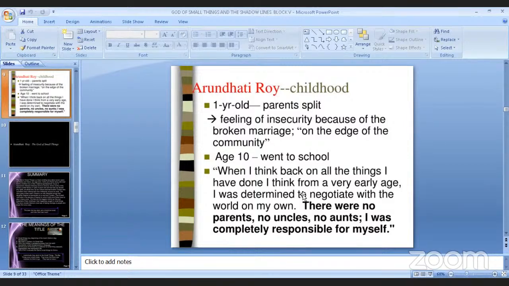The God of Small Things is narrated from the third person omniscient point of view. It is told by someone who sets the action and knows the characters' secrets without being part of the story.